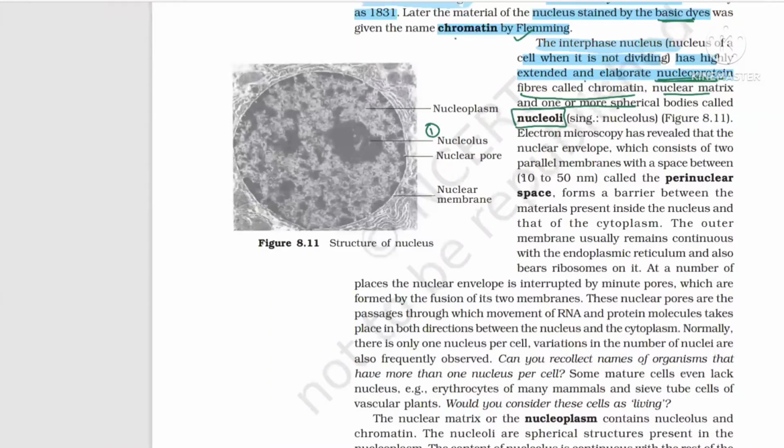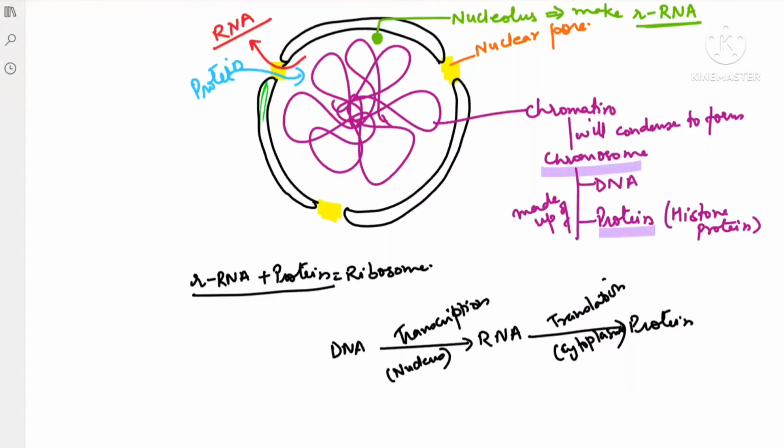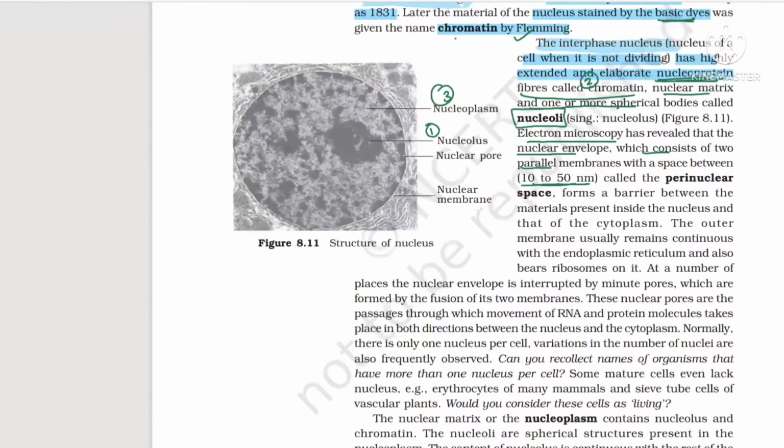The electron microscope has revealed that the nuclear envelope consists of two parallel membranes. The space between the two membranes is known as the perinuclear space, 10 to 50 nanometer. So you can learn it this way. This is your perinuclear space, nearly 10 to 50 nanometer. And if you check my diagram, where nuclear pores are created, the two membranes are united. They form a barrier between the material inside and the cytoplasm. The outer membrane is continuous with the endoplasmic reticulum and it will have ribosomes.